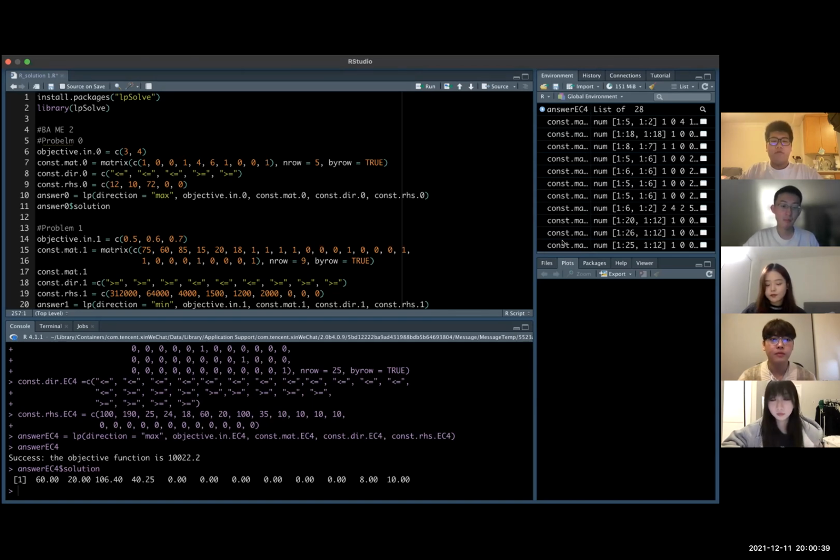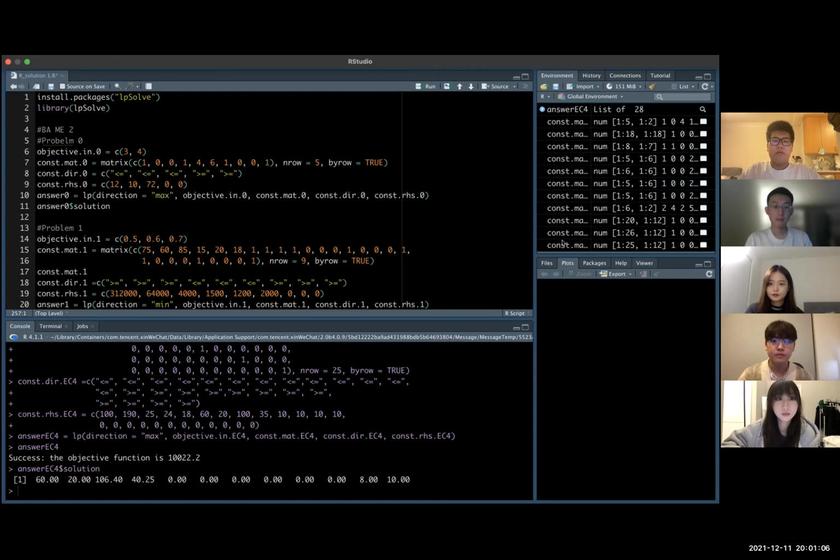In order to solve the linear programs, we need to find the arguments. They are direction, objective.in, const.mat, const.dir, and const.rhs. Direction is a character string giving the direction of optimization, usually min or max. Objective.in is a numerical vector of coefficients of the objective function.